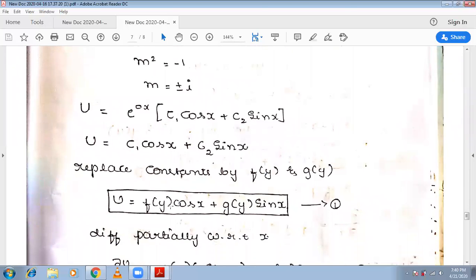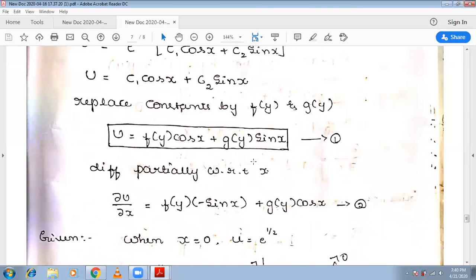The solution is u in terms of x, because the dependent variable is u and the independent variable is x. e^(0x) into (c1 cos x + c2 sin x), e^0 value is 1. So u = c1 cos x + c2 sin x. Replace c1 and c2 by f(y) and g(y). So this is the solution. Call it equation 1. By using the conditions, we can find f(y) and g(y).